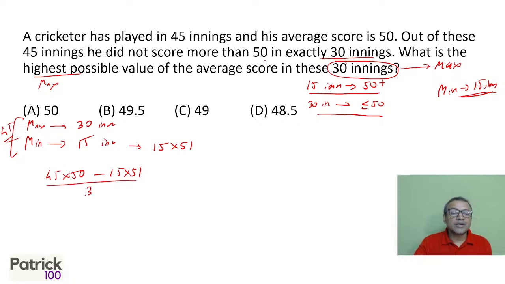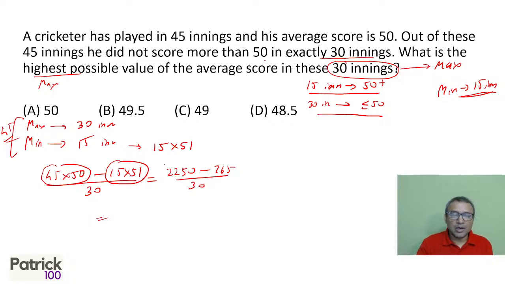And divide this by 30, you will get the average. Okay, total of 45 innings, subtract the 15 innings which are there. You will get the score for 30 innings, and divide by 30, you will get the average. So it becomes 2250 minus 50 into 15, that is 750, to 765. Solve this, you will get the answer.